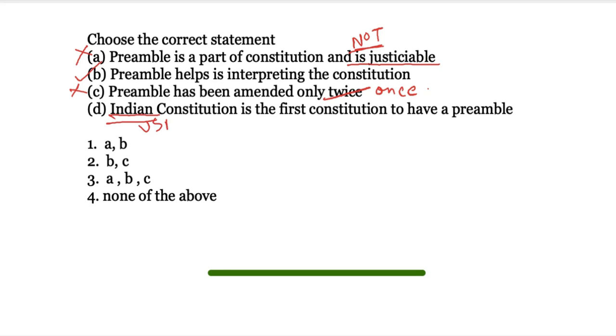It is not the Indian Constitution. It is the Constitution of the USA that is the first constitution to have a preamble. So this is also wrong. So our answer is B only. Let's see, here there is only B. There is no such option, so the answer will be none of the above.